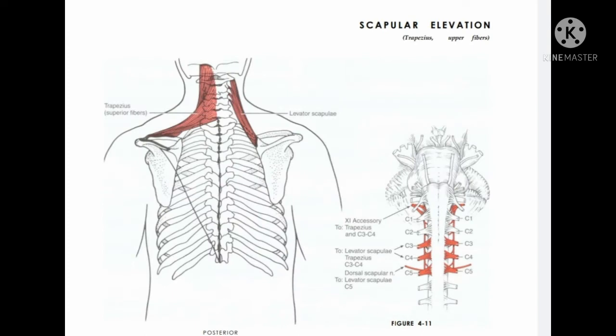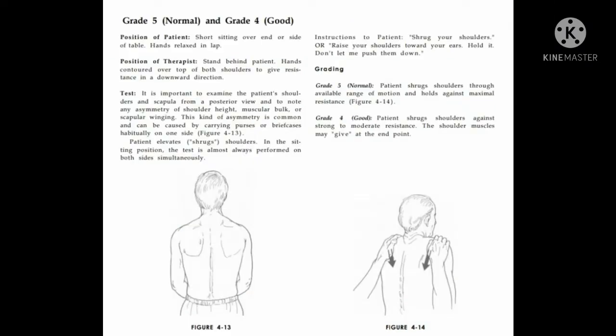Scapular elevation, muscle responsible is levator scapulae and upper fiber of the trapezius. Grade 5 and 4, patient position, short sitting over the end or the side of the table, hands relaxed in lap. Therapist position, standing behind the patient, hands over the top of both the shoulders to give resistance in downward direction. Instruction given to the patient, raise your shoulder towards your ears, hold it and don't let me push it down.